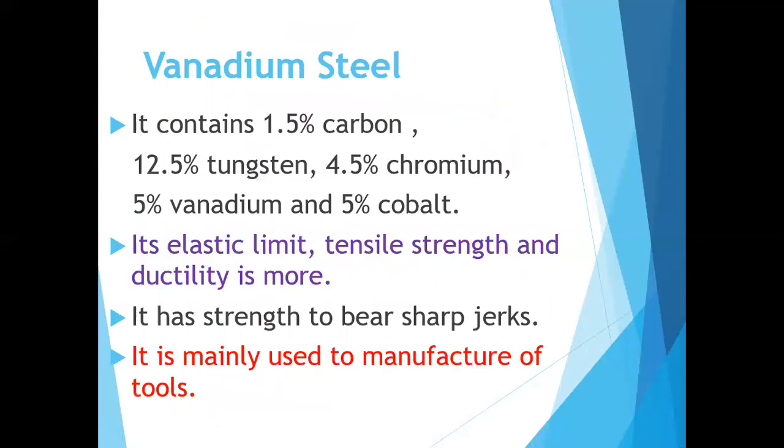Then the next classification is vanadium steel. It contains 1.5% of carbon, 12.5% of tungsten, 4.5% of chromium, 5% of vanadium, and 5% of cobalt. Its elastic limit, tensile strength, and ductility are more. It has the strength to bear sharp jerks. It is mainly used for the manufacture of tools.